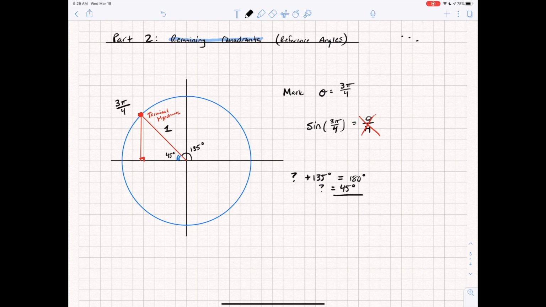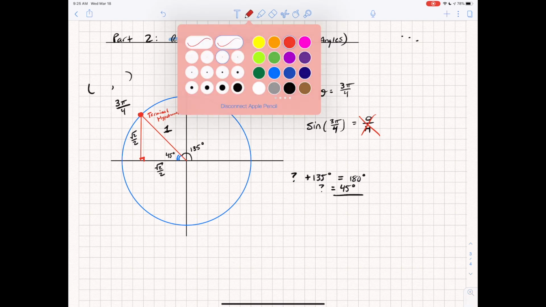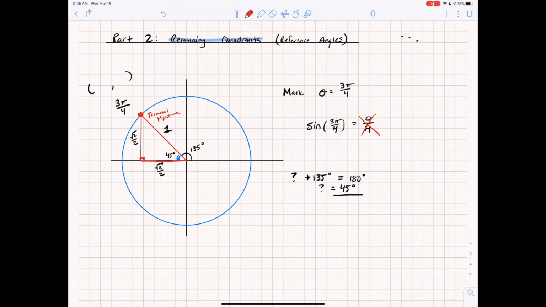This is a 45, 45, 90. And like we've done before, if I know the hypotenuse has to be 1, that means this side is root 2 over 2, and this side is root 2 over 2. We know that that has to be the case. And then I can find the coordinate for this point for 3 pi over 4, because notice I'm traveling root 2 over 2 to the left and root 2 over 2 up.